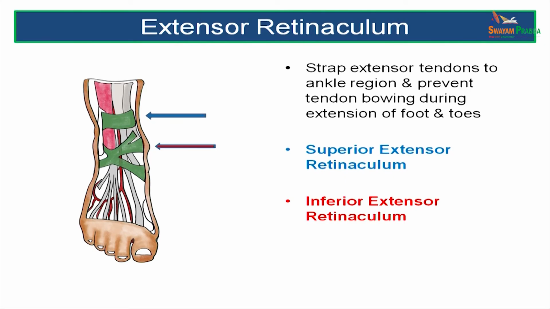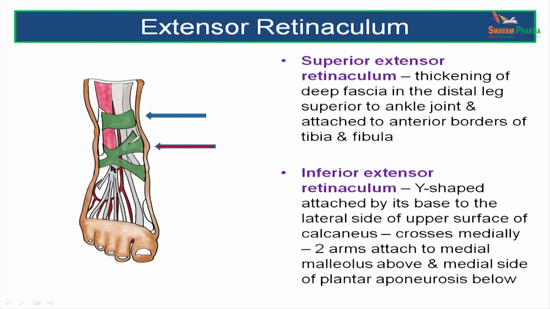The next is the extensor retinaculum. As the name implies, it's a fibrous band on the extensor aspect and it is divided into a superior part and an inferior part. So, there is a superior extensor retinaculum between the tibia and fibula and an inferior extensor retinaculum between the tibia and the plantar aspect and the calcaneus. The superior extensor retinaculum is attached to the tibia and fibula. These two retinacula keep the extensor tendons in place during the various movements of the ankle joint.